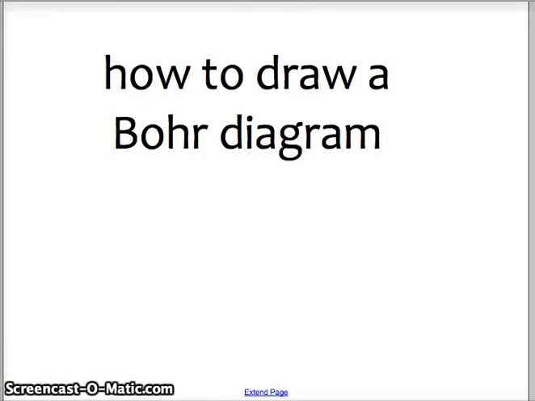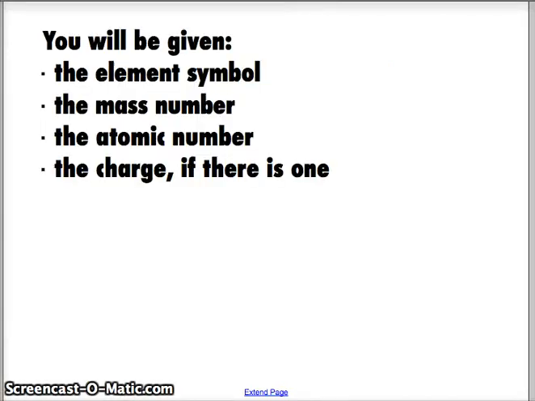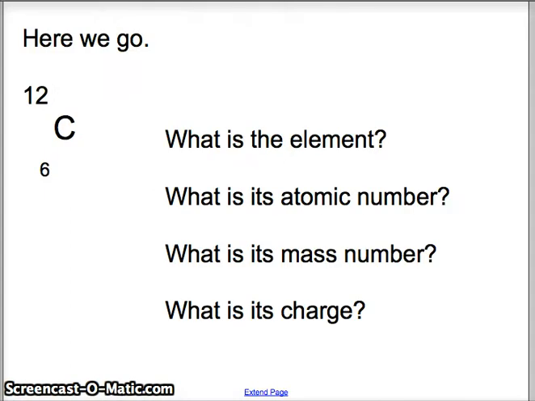Here we go on how to draw a Bohr diagram. When you're drawing Bohr diagrams, you will be given the element symbol, the mass number, the atomic number, and the charge if there is one. This is what you will be given right here. Based on this, what is the element, the atomic number, the mass number, and the charge?